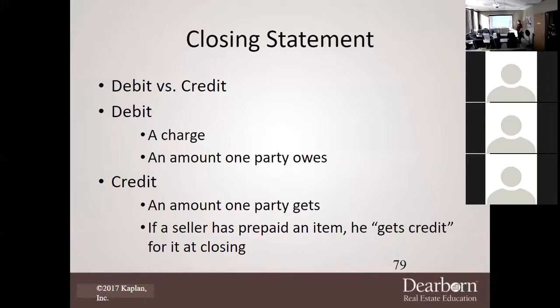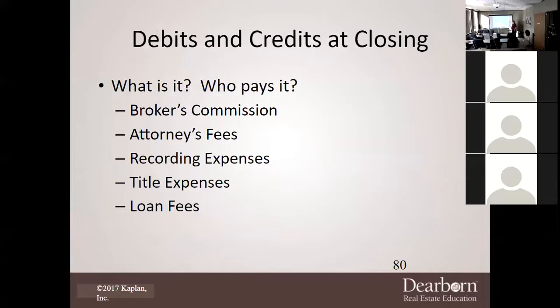So in that situation a debit is a charge and it's an amount one party owes. And a credit is, of course, the amount one party basically gets. So if the seller has prepaid an item, he gets a credit for that, okay? So that's kind of the difference you need to know. So what is it and who pays it? Well, I'm going to test y'all real quick. Okay, Mr. Eugene, who pays the broker's commission?